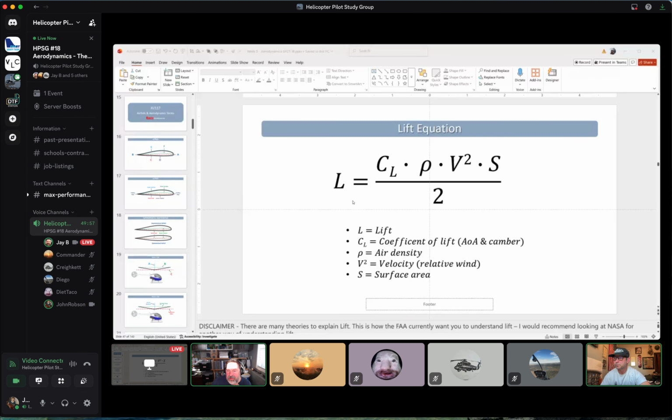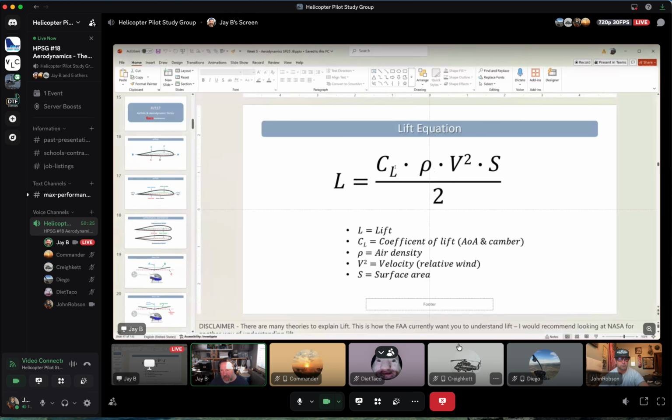Okay. You show this to most people that are getting into helicopters or aviation at all, and you might change your mind about wanting to be a pilot. But so, lift is coefficient of lift, which is really angle of attack and camber. We can't change camber. We can't change the shape of our airfoil. That's set. In an airplane world, that would be extending a flap or a slat, but we can't change that. So that's out of our control.